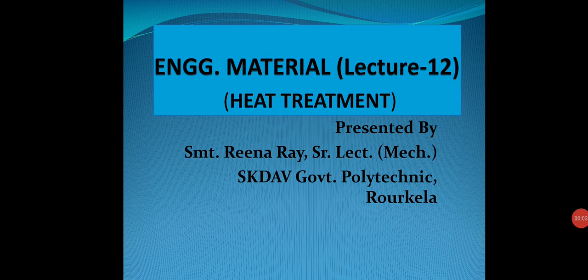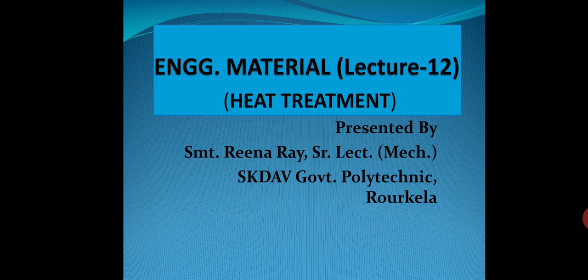Good morning, student. In the last video we discussed the iron carbon equilibrium diagram. From the iron carbon equilibrium diagram, it is already understood that depending upon the temperature and the percentage of carbon and other alloying elements, iron alloys have various micro constituents.